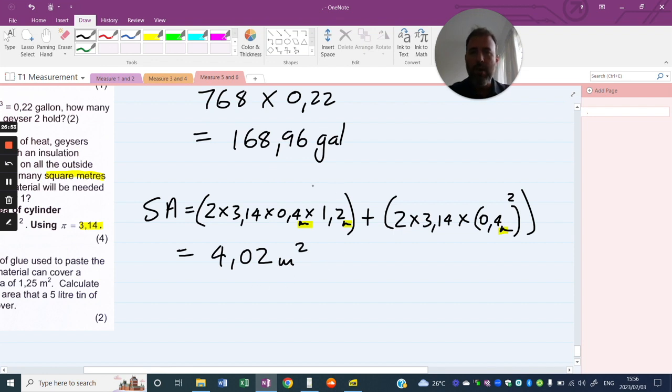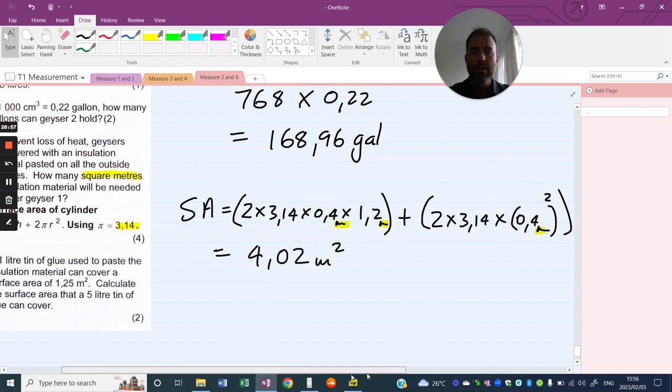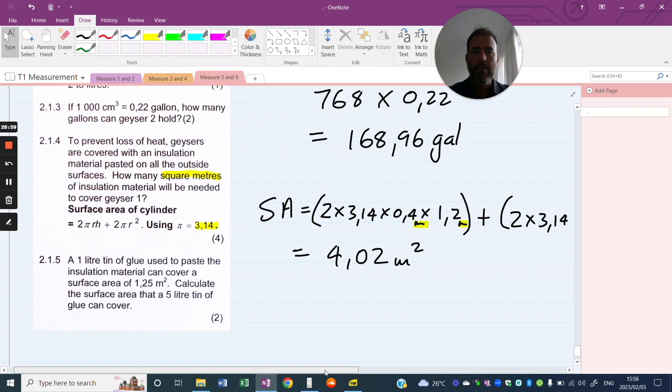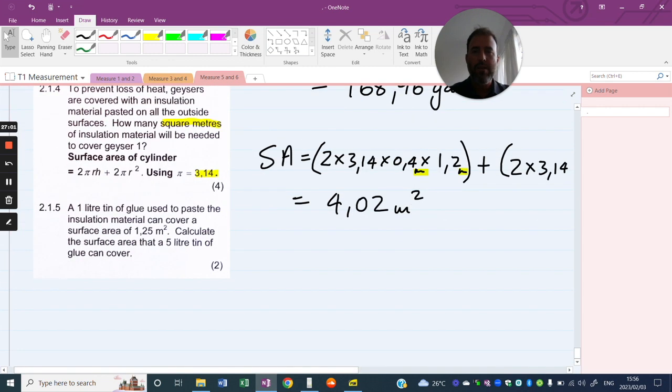So the hardest part was plugging in all the information into the equation. It's a very long equation. Please be very careful putting the right things in the right place.